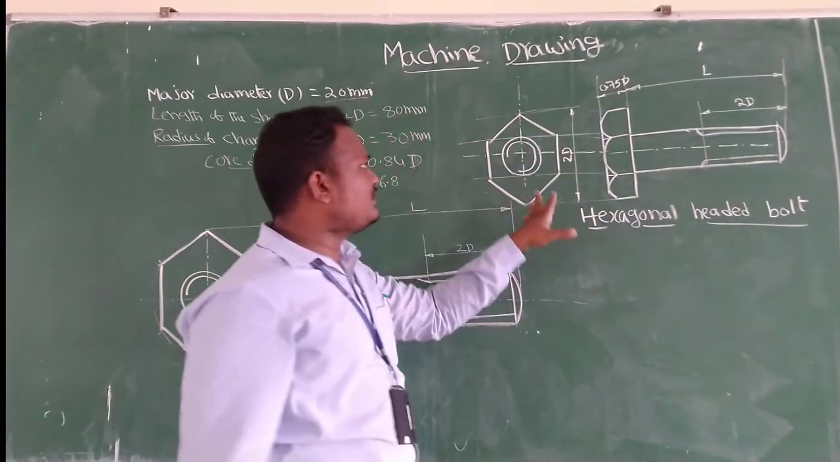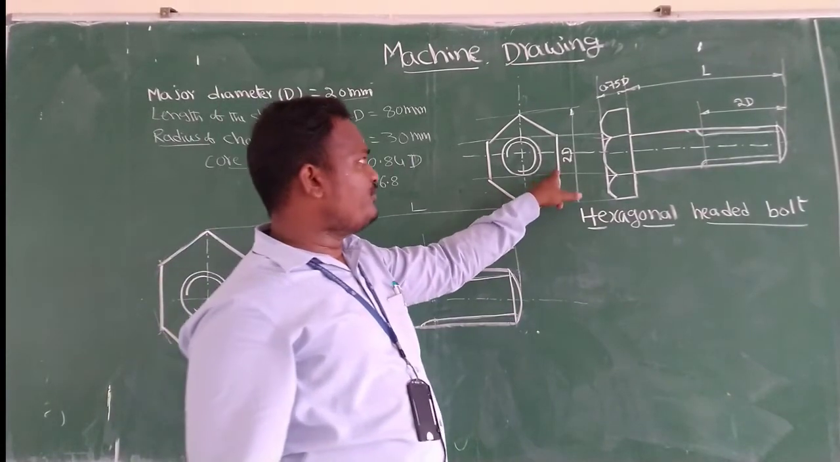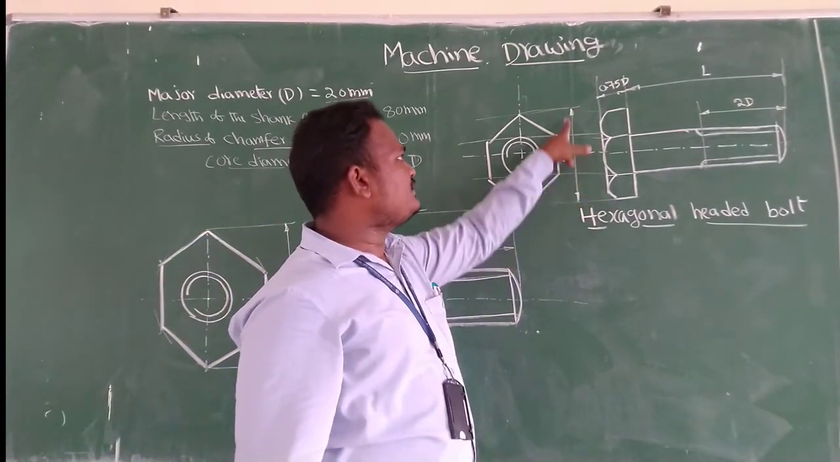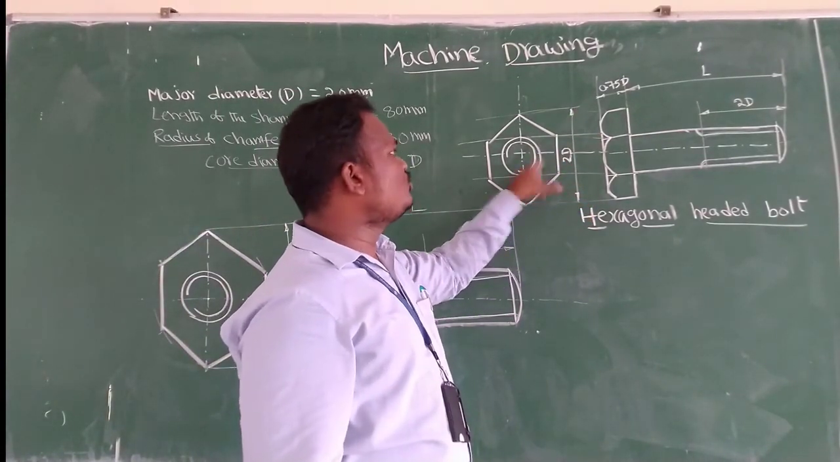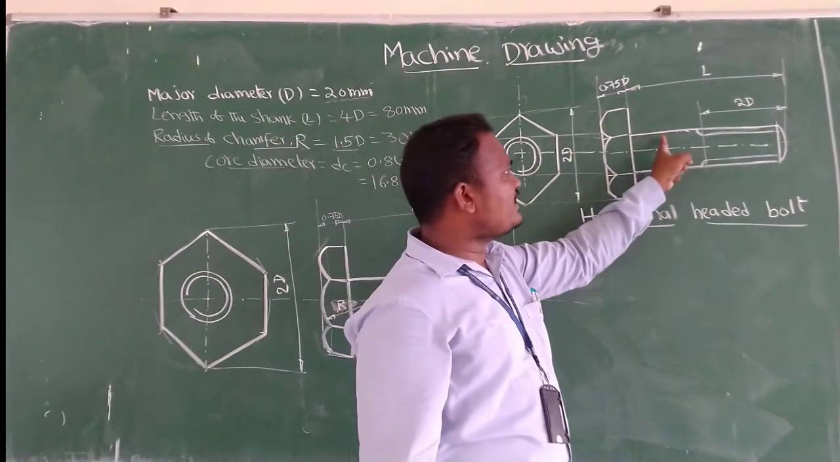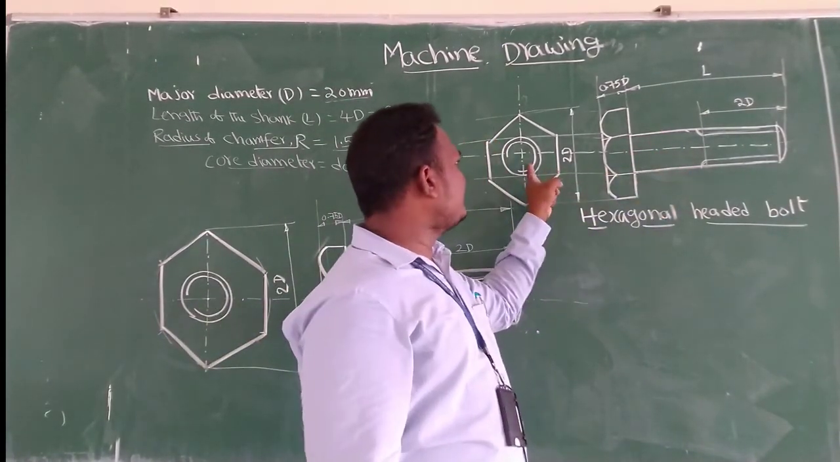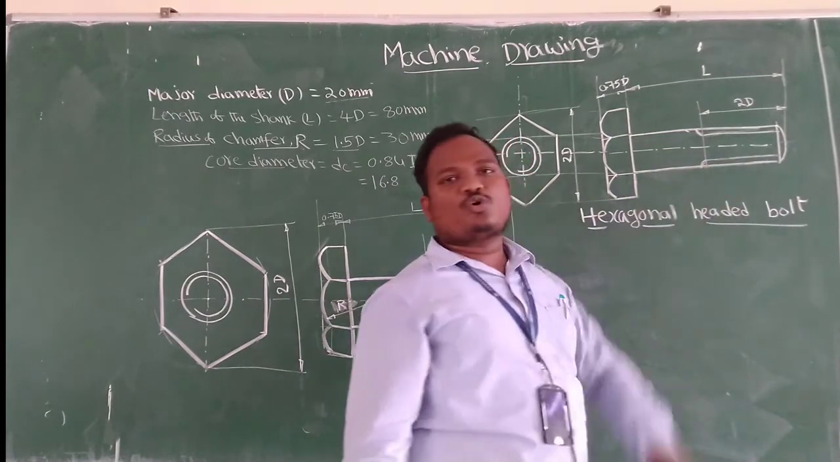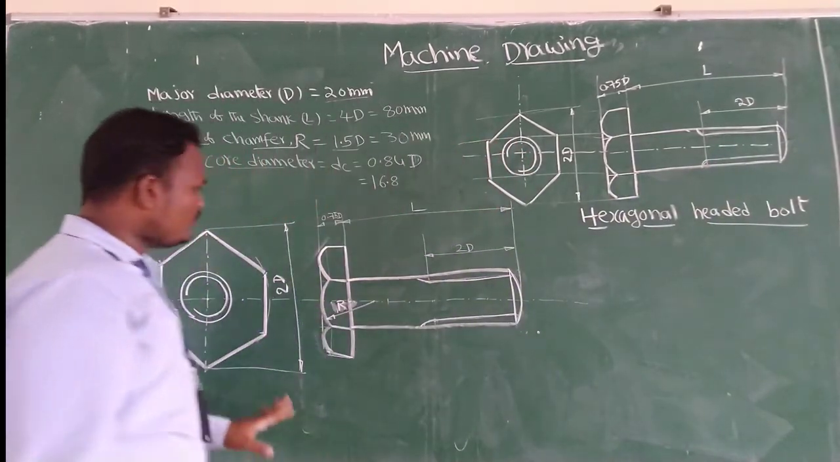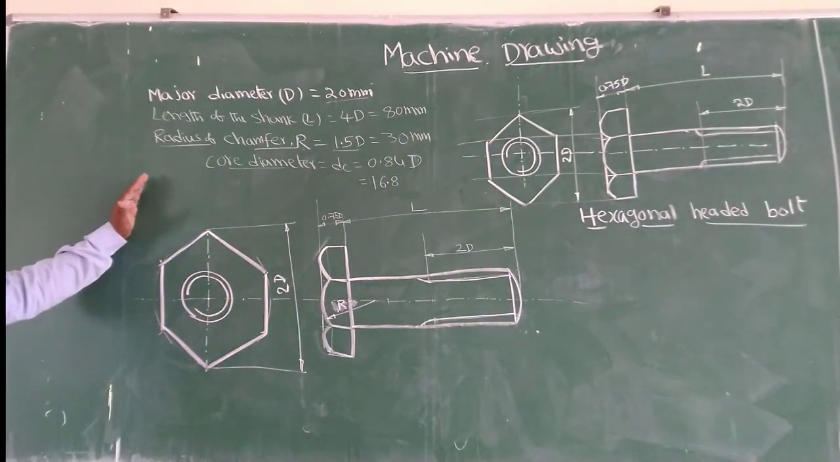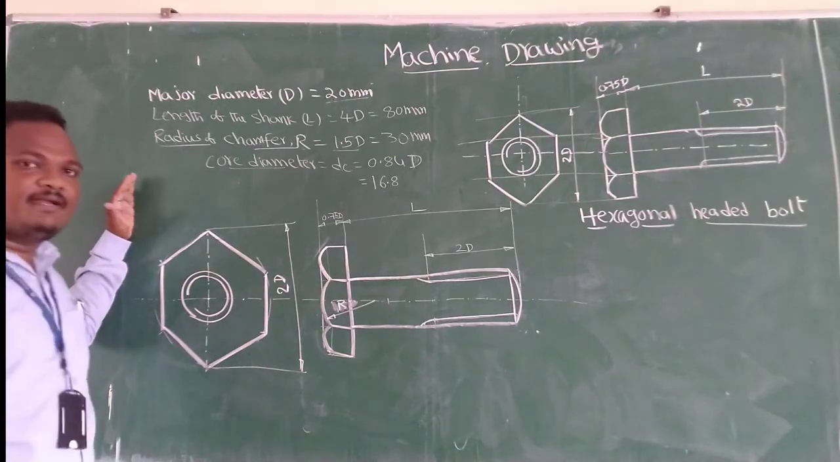Whereas in this side view, this height is 2D mm. So these two circles are nothing but, one circle is the diameter circle, another internal circle is the core diameter circle. Okay, so this is the procedure how to draw the hexagonal headed bolt.